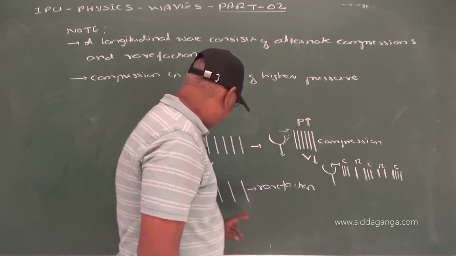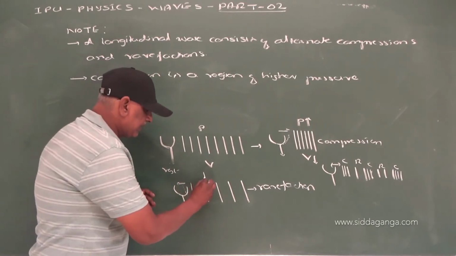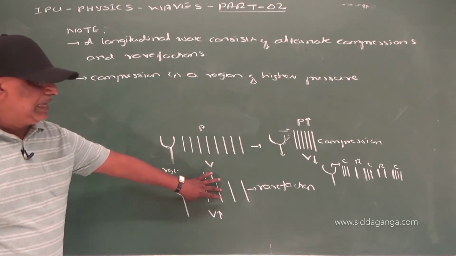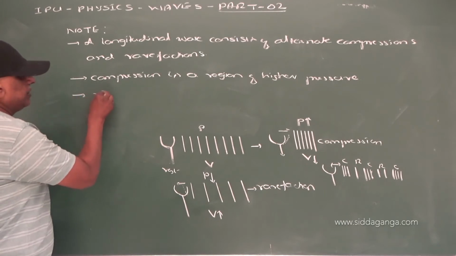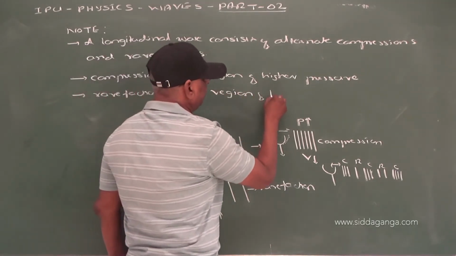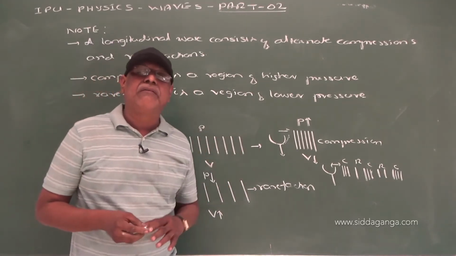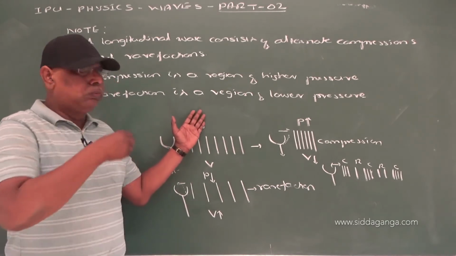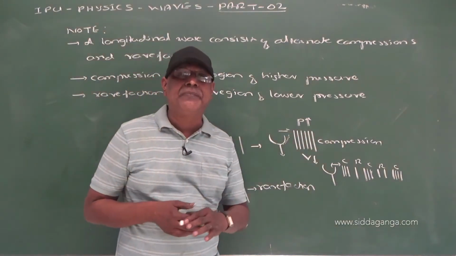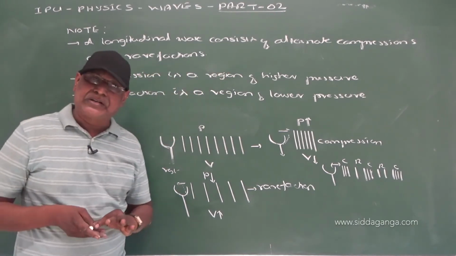See here, when the prong moves towards the left, the vacuum is created temporarily. The pressure decreases here and volume increases. So that creates a region called rarefaction. Then what is rarefaction? Rarefaction is a region of lower pressure in a medium in which a longitudinal wave is propagating. Now, as the tuning fork continuously vibrates, alternate compressions and rarefactions are produced. So a longitudinal wave consists of a series of alternate compressions and rarefactions.